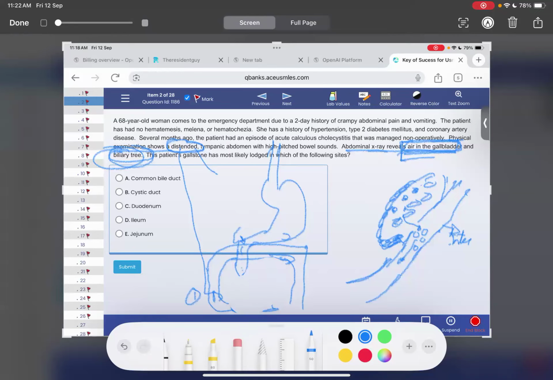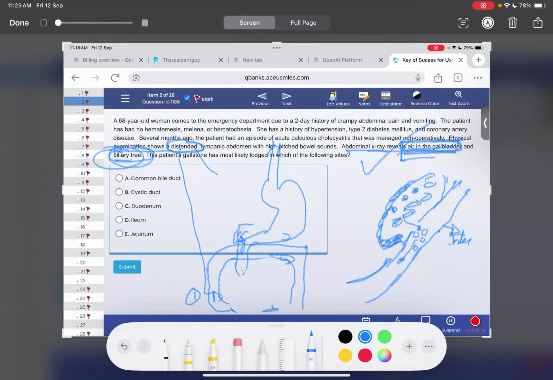Secondly, whenever we look at the X-ray, the X-ray shows air present in the gallbladder and the biliary tree. So it means the gas refluxes into the gallbladder, and the presence of gas will be seen on the X-ray. Have you got the point?